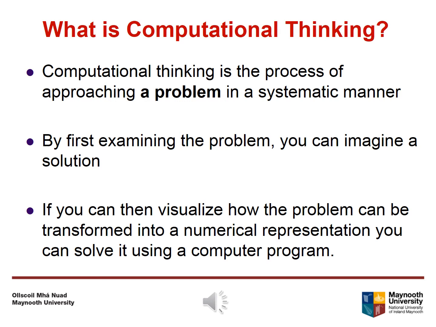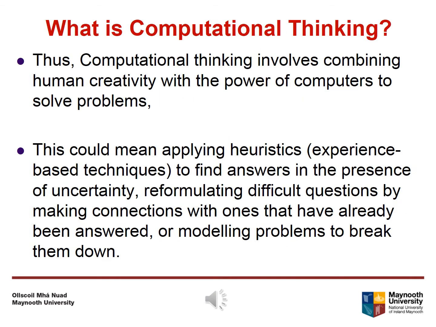So maybe the first question most people would ask is, what is computational thinking? Well, computational thinking is the process of approaching a problem in a systematic manner. So by first examining the problem, you can imagine the solution. And then, if you can visualize how the problem can be transformed into a numerical representation, you can solve it using a computer program that you could devise. Thus, computational thinking involves combining human creativity with the power of computers to solve problems.